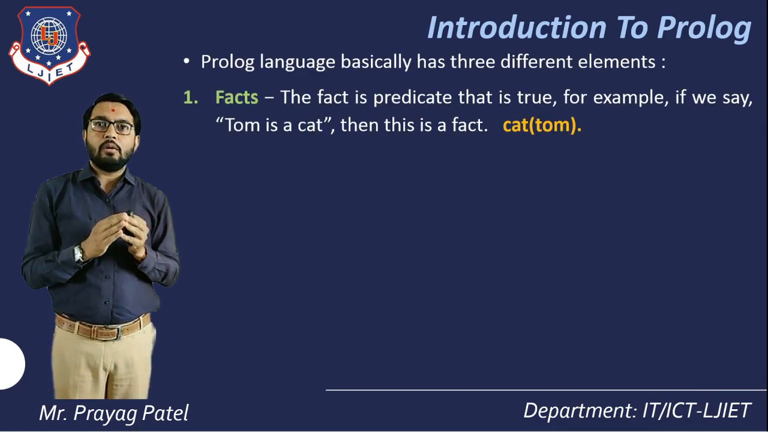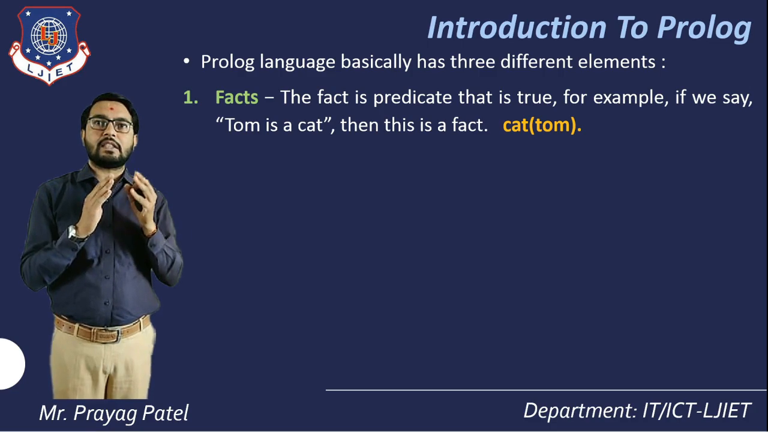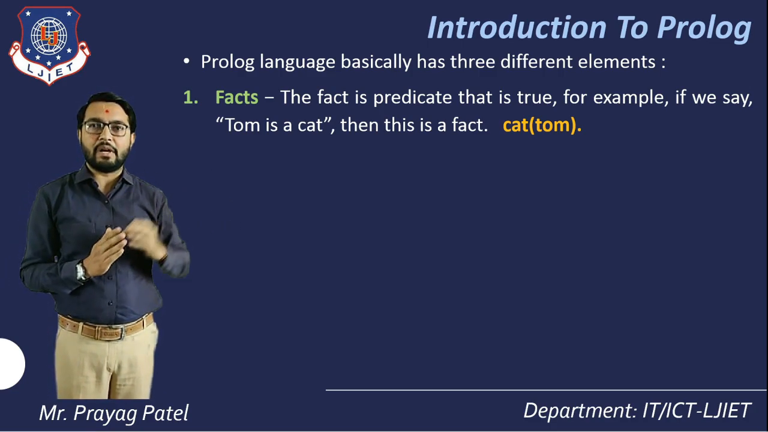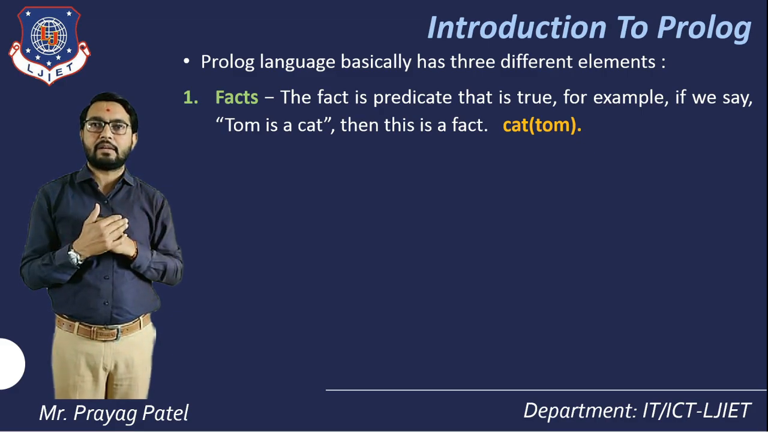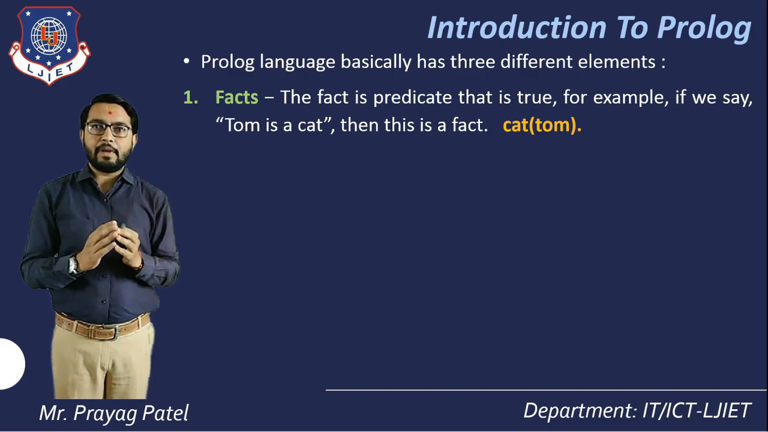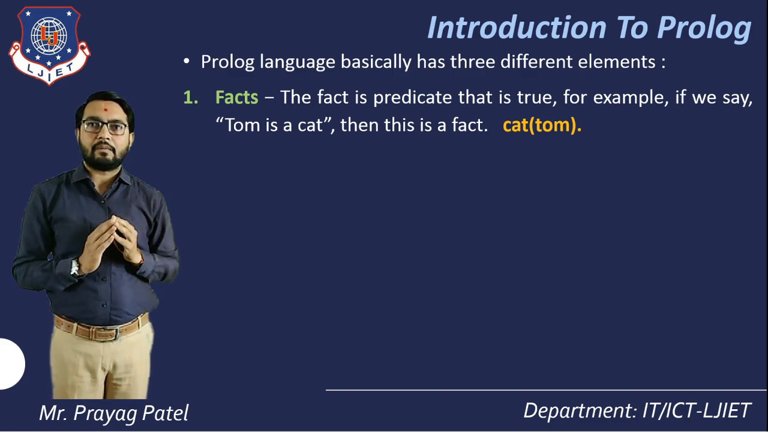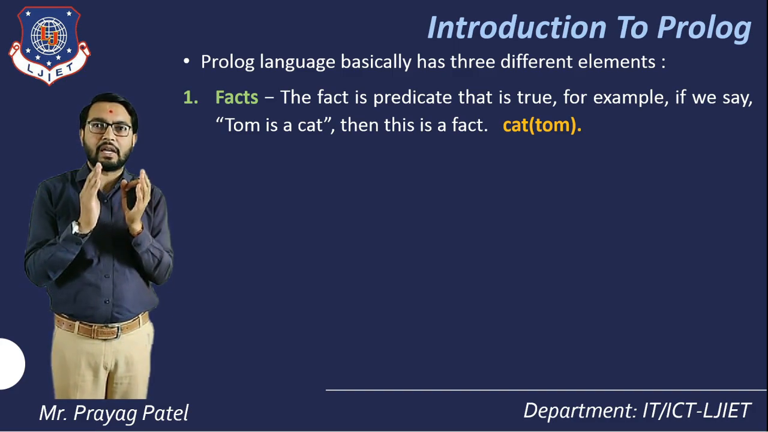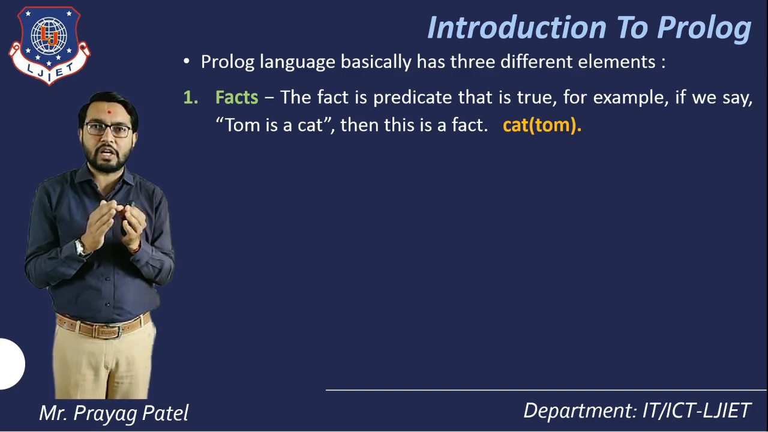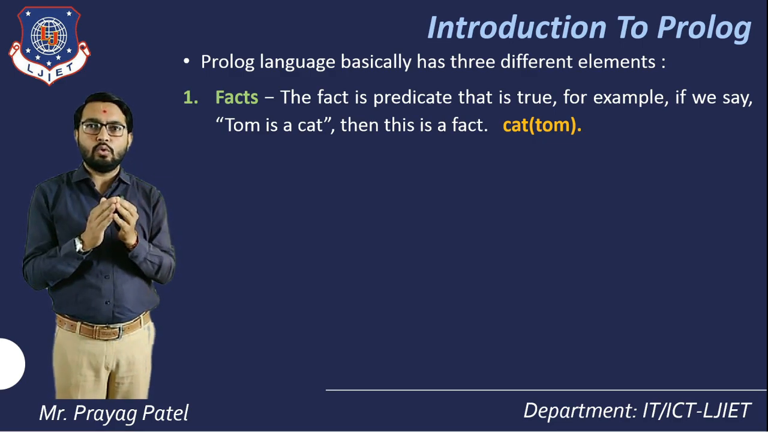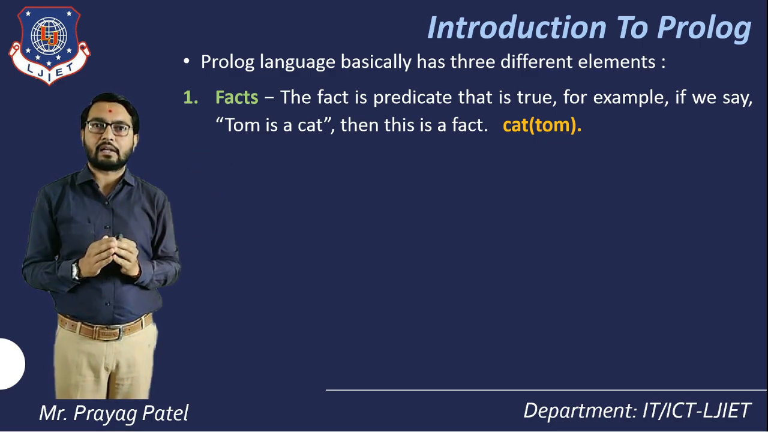Now Prolog basically has three different elements. Now we discuss them one by one. The first element is a fact. A fact is a predicate that is true. For example, if we say Tom is a cat, then this is a fact, because it is a simple given statement, only one statement, that we consider a fact. So this is true, so we can say that this is a fact.